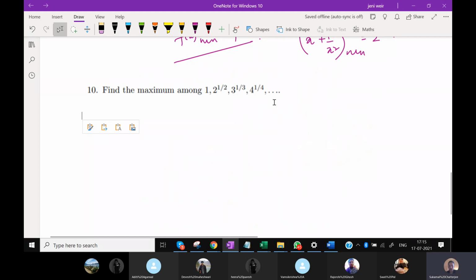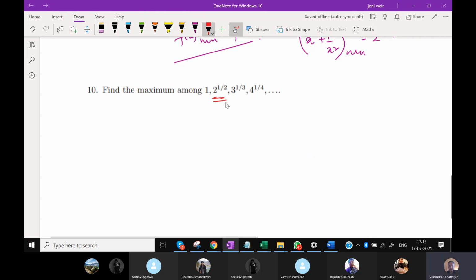Find the maximum among these numbers. Now, as you can see, all the numbers apart from 1 are greater than 1, right? 2 to the power half is square root of 2, which is greater than 1. 3 to the power 1 by 3 will be greater than 1. 4 to the power 1 by 4 will be greater than 1, right? So now we have to compare these numbers.